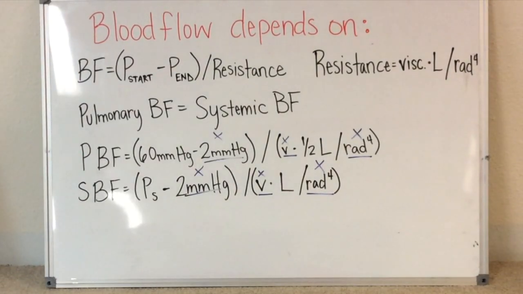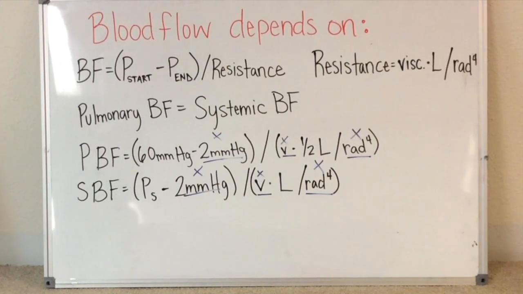Now we can look at the length of the tube. Again, for simplicity, let's say that the pulmonary system is 1/2 the length of the systemic system. We know the pulmonary system is shorter than the systemic system, so let's say it's half the length. If it's half the length, in order for these two to be equal, we have to have a greater difference of pressure in order to overcome the longer length of the systemic system.